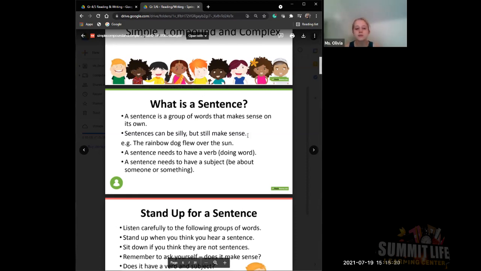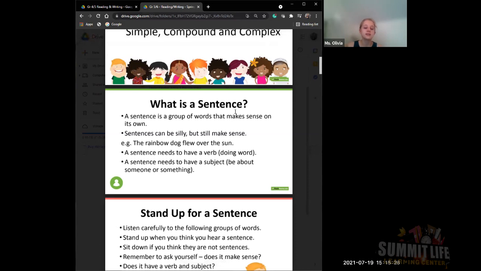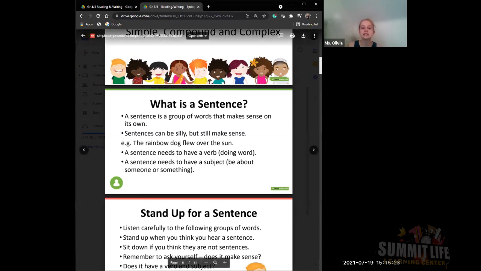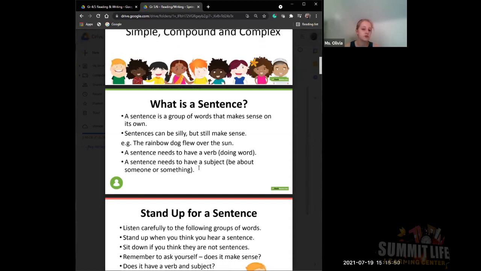And what are some things that a sentence needs? Looking for two of them. You can take a peek at the slide if you need some help. Beautiful, Rachel. We need a subject and we need a verb. That's exactly right. So a verb is the doing word. Something needs to be being done or have been done. And then a sentence needs to have a subject. It needs to be about someone or something.